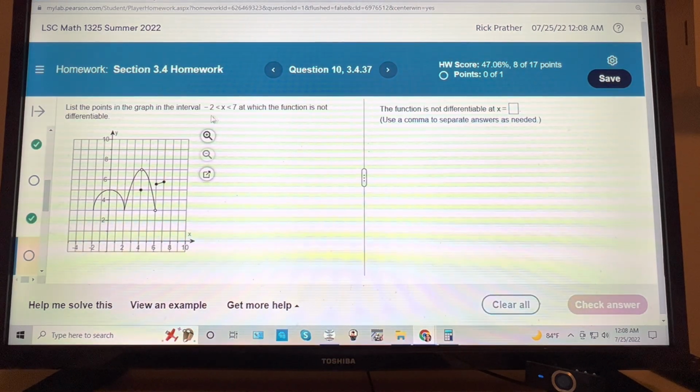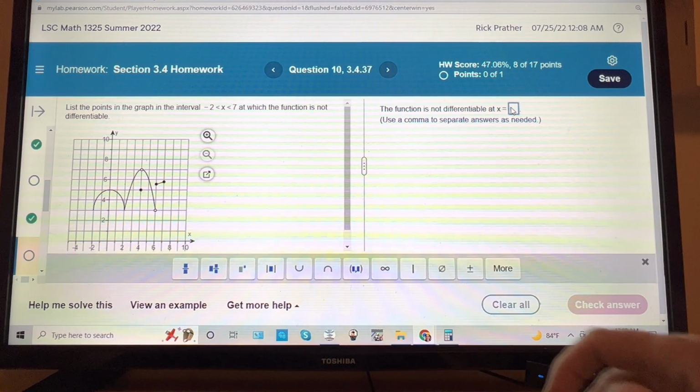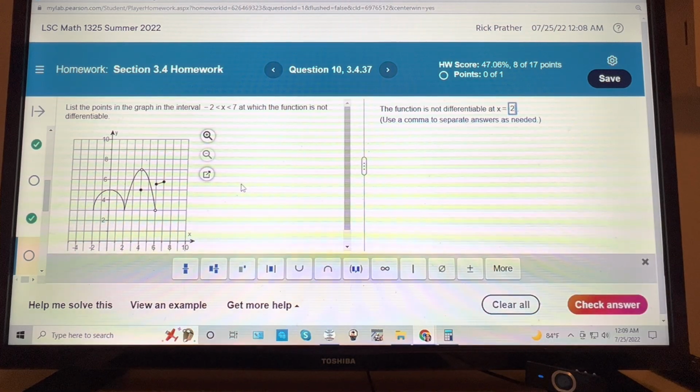List the points on the graph where it's not differentiable. So we can't do it at this spot exactly here because the graph just kind of stops at that point. But notice they didn't put or equal to. So it's okay that I can't do it at -2. And then this is a smooth curve all the way till this corner point. So 2 is definitely out. Can't do the derivative at a corner point.